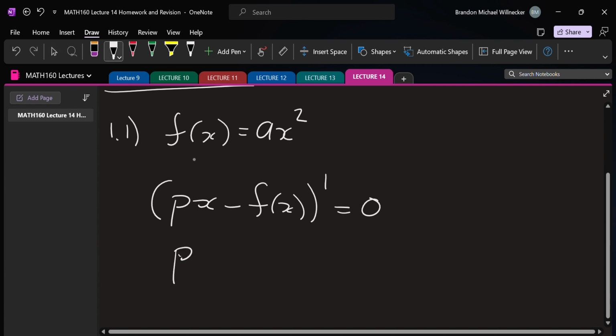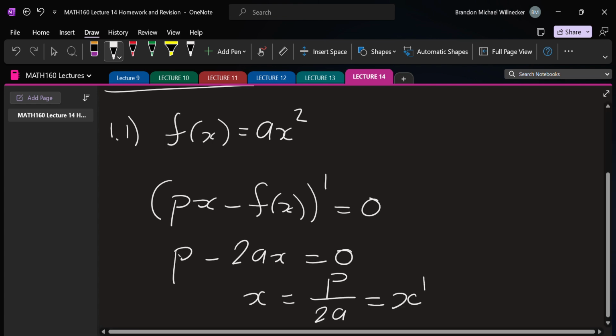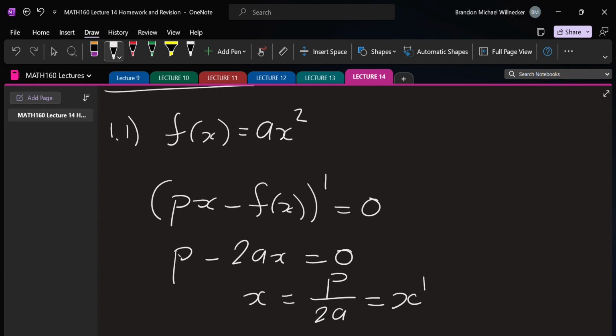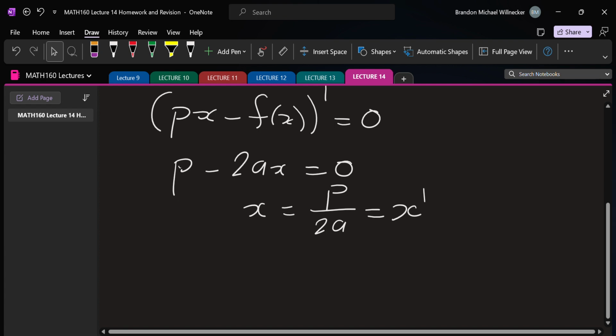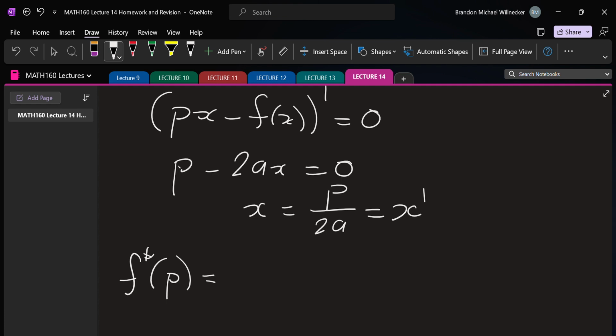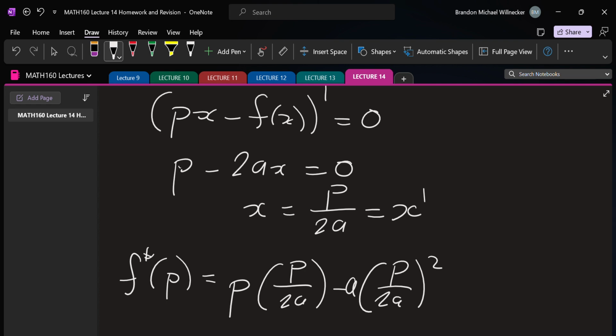So this is going to be p minus 2ax. So x is p over 2a. And this is the x prime that we need. Once we've got the x prime, we can substitute it into the definition, and that gives us our f star. So f star of p, remember that was px prime minus f of x prime. We know what x prime is now, so we can just substitute. So that's going to be p times p over 2a minus a times p over 2a squared.